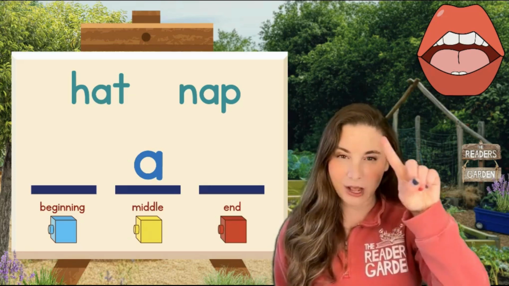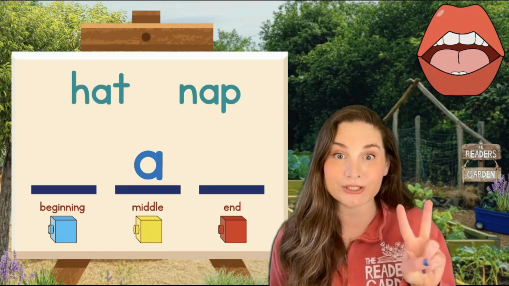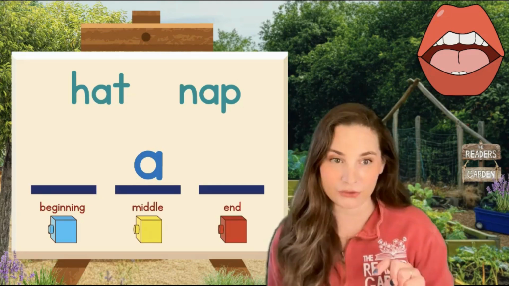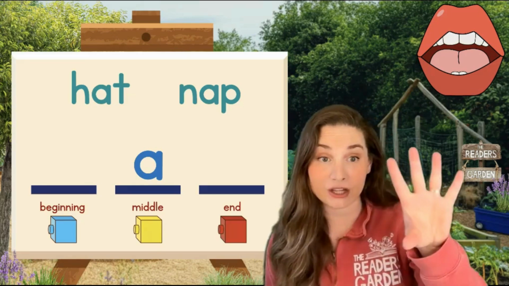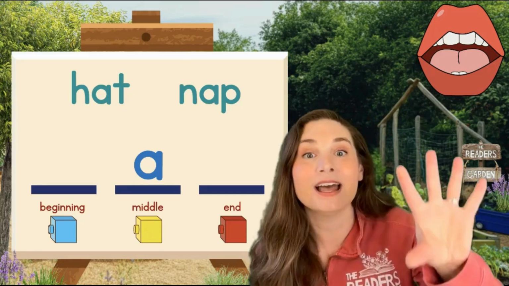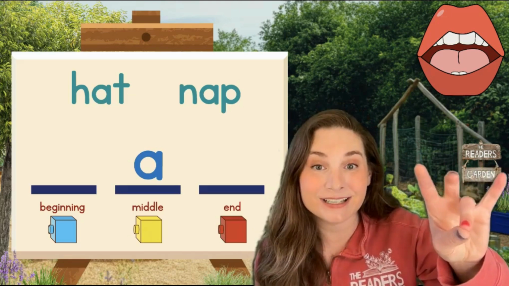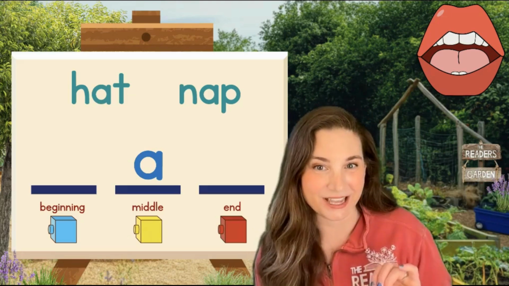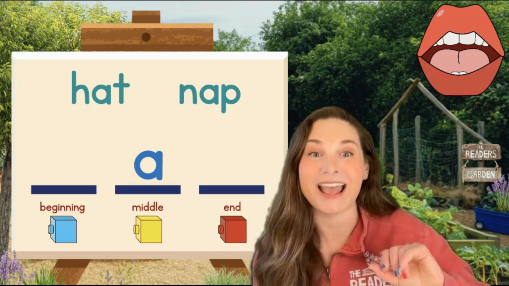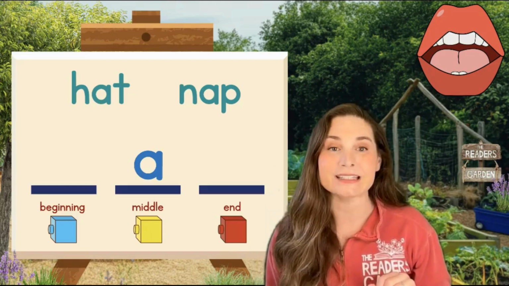Now, if you look at the top of my board, I have 2 words. The first word is hat. Let's tap out the sounds that we hear in the word hat using our fingers. Watch me, and then you'll do it with me. Hat. Let's do it together. Hat.